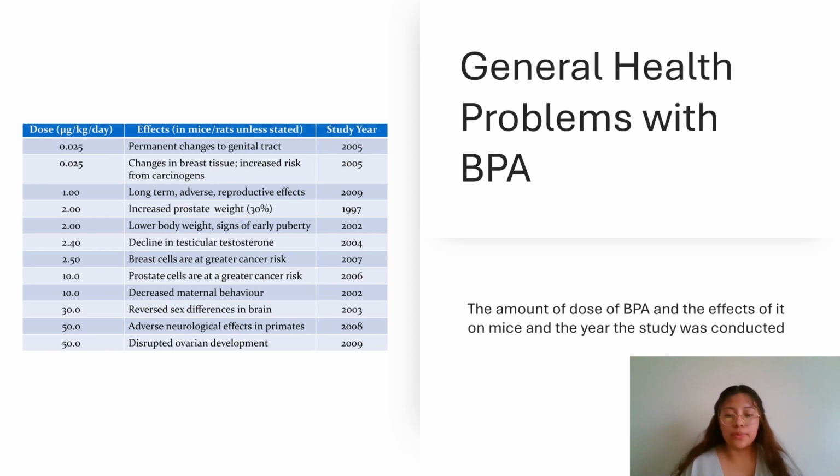And this is a table that displays the dose of BPA and the effects of it on mice in the year the study was conducted. These are just a few general health problems with BPA.